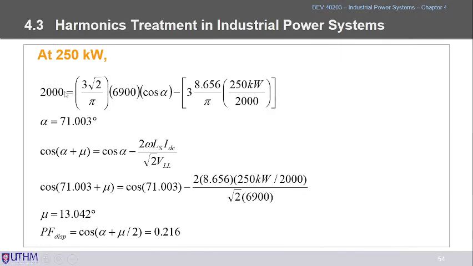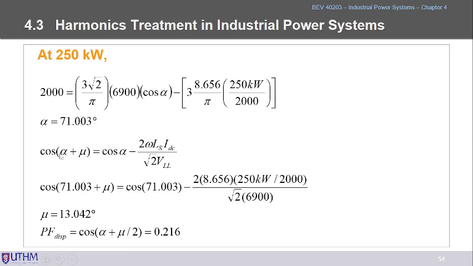We substitute the DC voltage of 2 kV, and the secondary transformer voltage of 6900, and then what else do we have? This one is the transformer reactance here. This is what we vary. That means we start from 250 kilowatt of DC load, and then we divide by 2000 because this is the DC voltage. Once you solve this, you obtain alpha equal to 71 degrees.